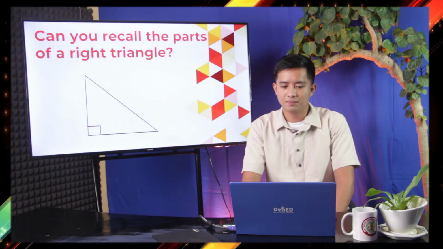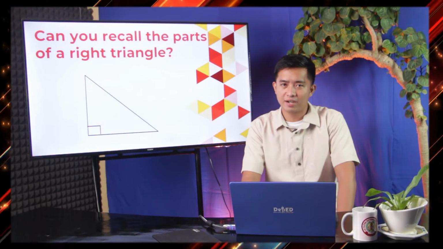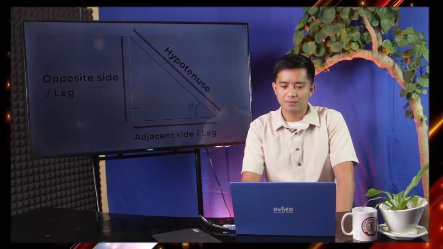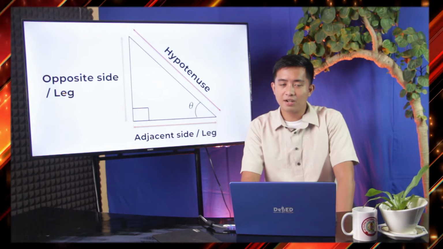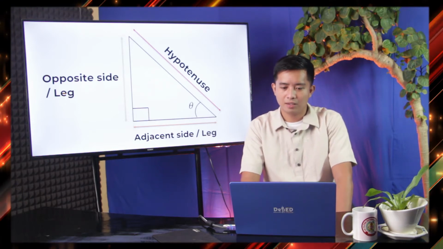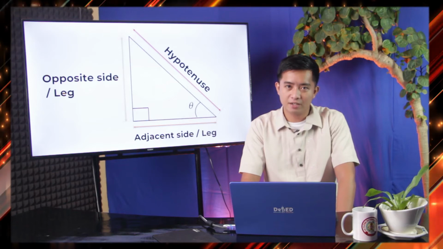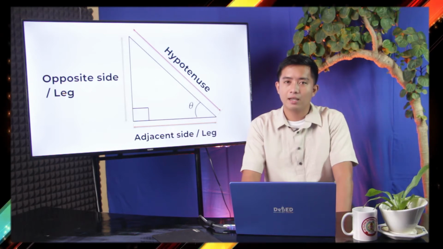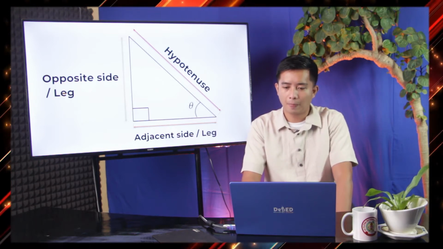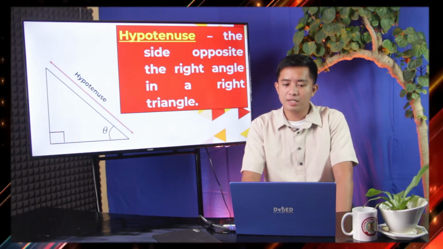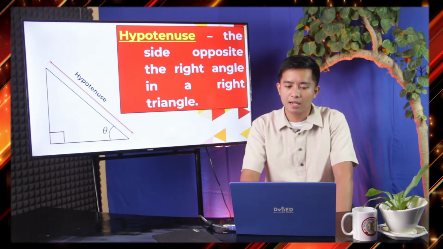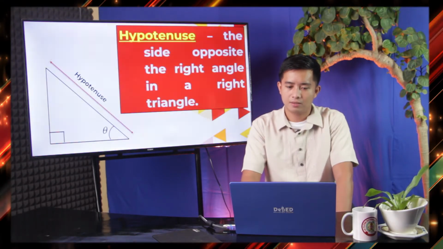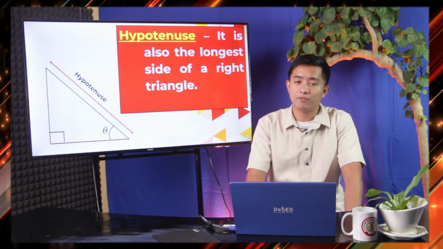Before we start, let us review your prior knowledge about right triangles. Can you recall the parts of the right triangle? These are the parts of a right triangle. We have here the opposite side or leg, the adjacent side or another leg, and also the hypotenuse. Hypotenuse is the side opposite the right angle in a right triangle. It is also the longest side of a right triangle.